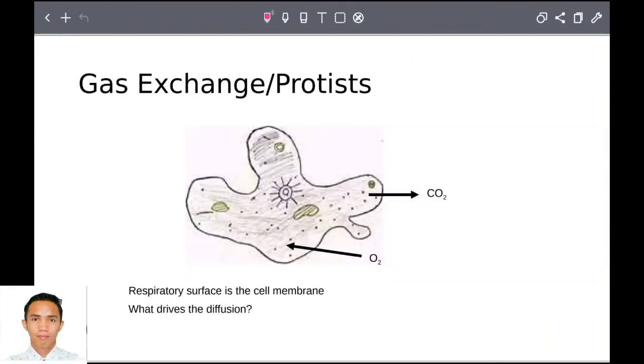Gas exchange process: we have carbon dioxide out, then oxygen in. Respiratory surface in the cell membrane. What drives the diffusion?